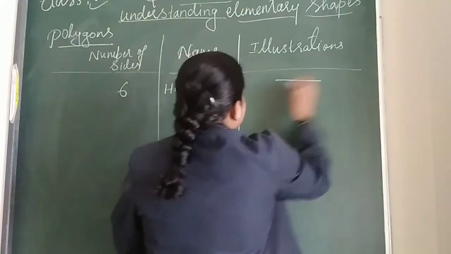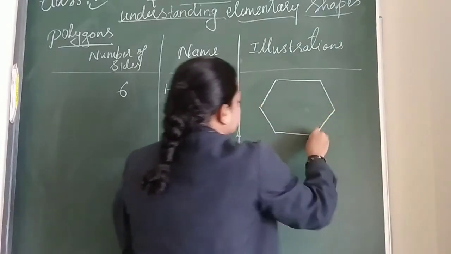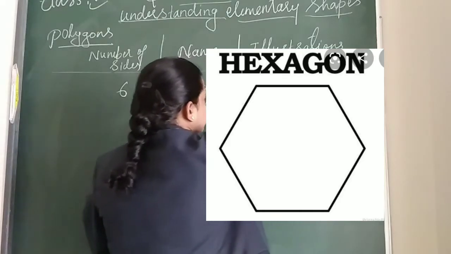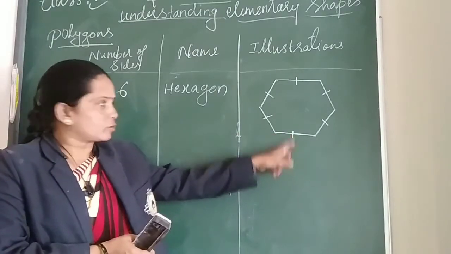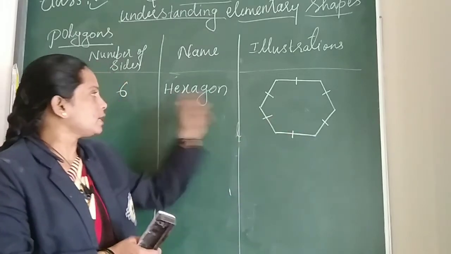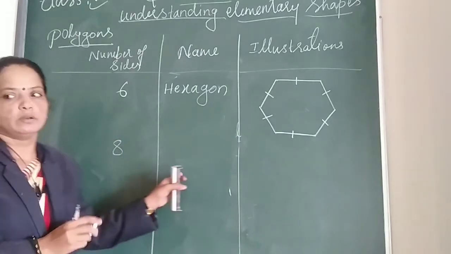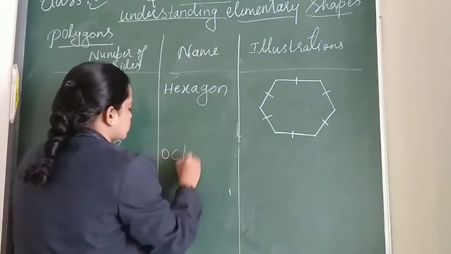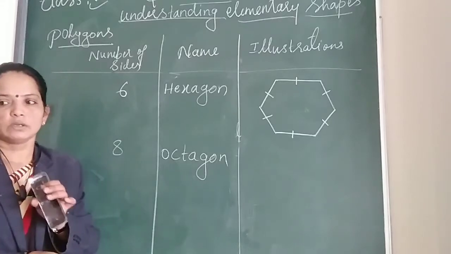Hexagon, 6 line segments. Here 1, 2, 3, 4, 5, 6. So a 6-sided closed figure has 6 line segments, and it is called a hexagon. Next one, if it is an 8-sided figure, it is called an octagon.